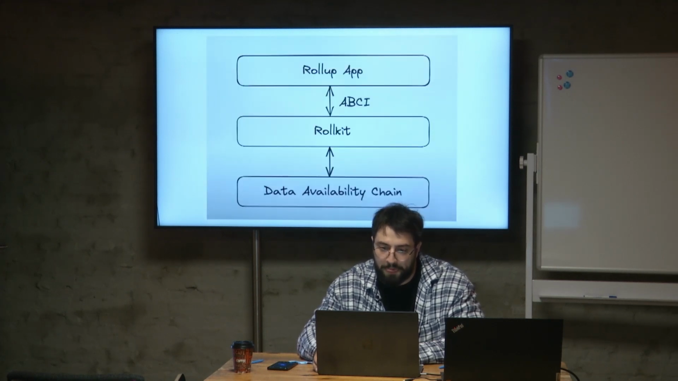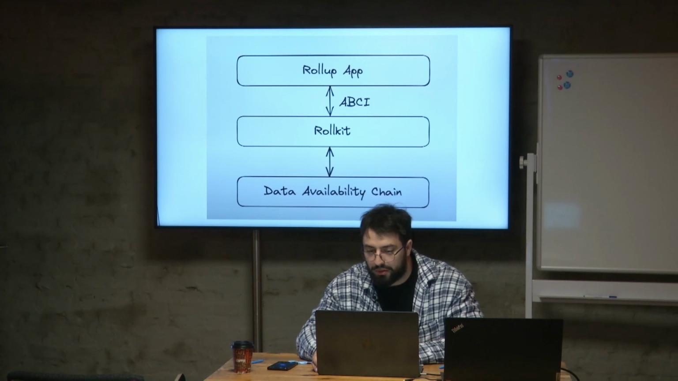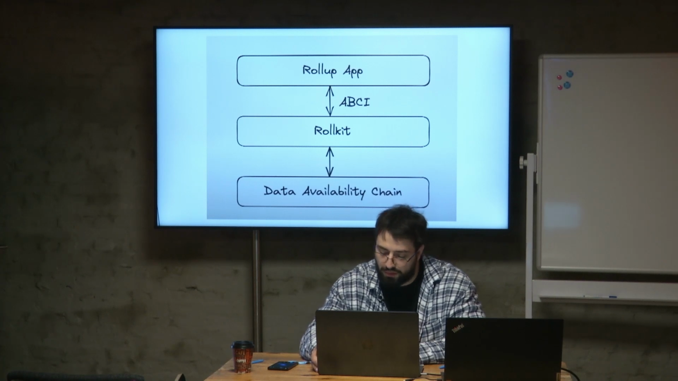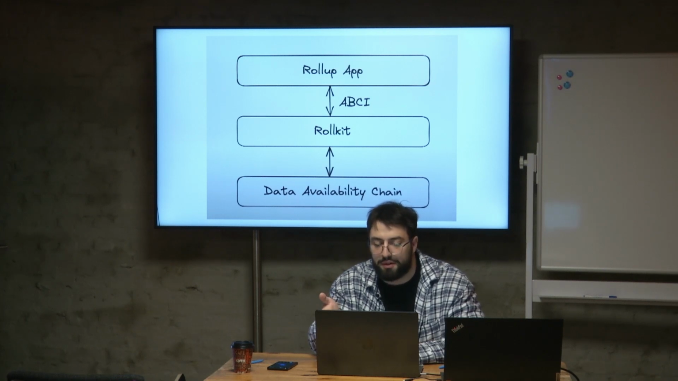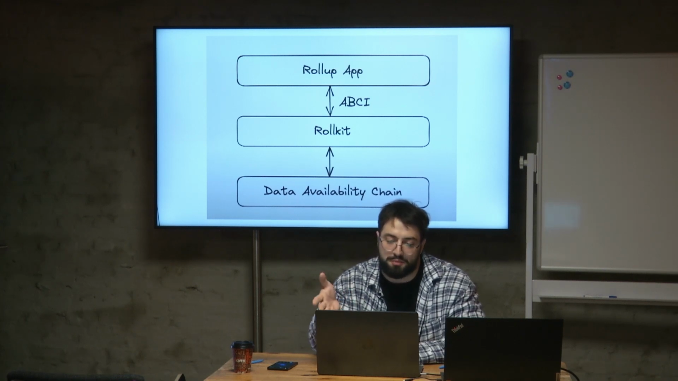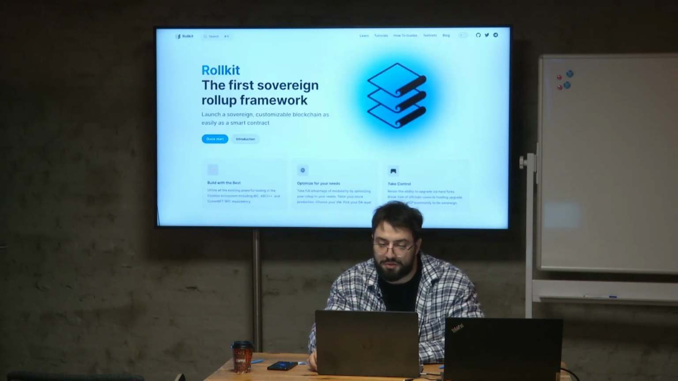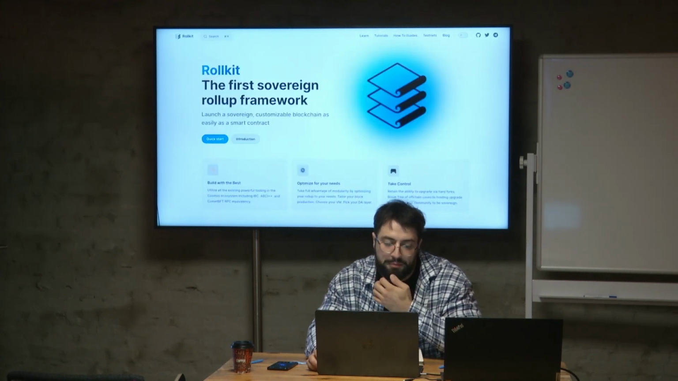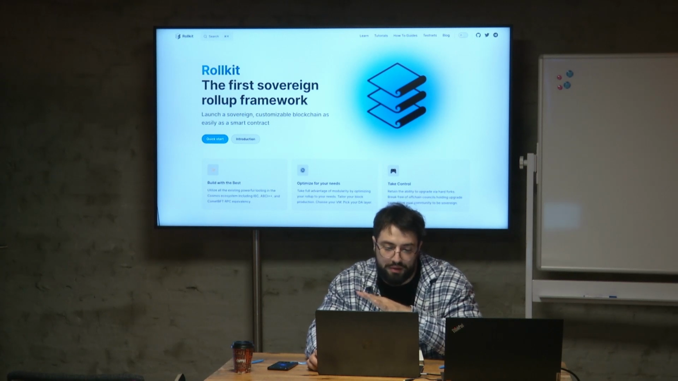Okay. So what is Rollkit, briefly? First of all, it exposes an ABCI++ client. So it's basically a CometBFT replacement. On the website, you see we have three main points: build with the best, optimize for your needs, take control.